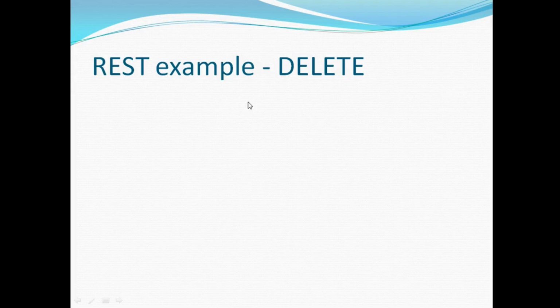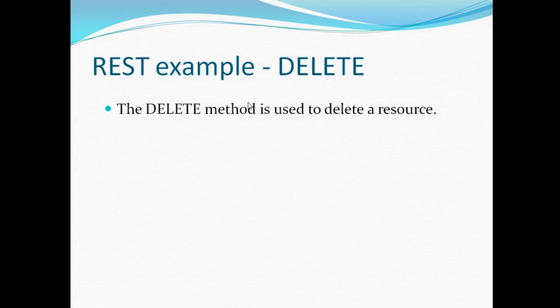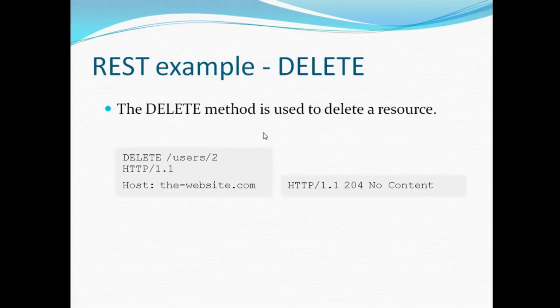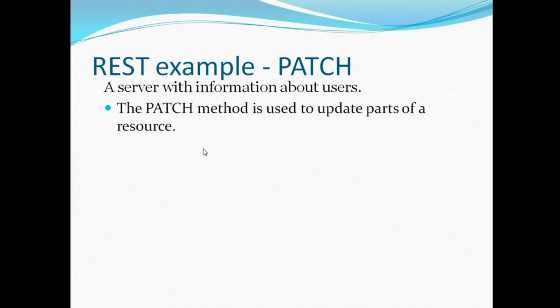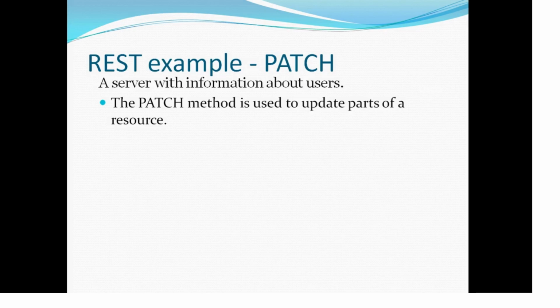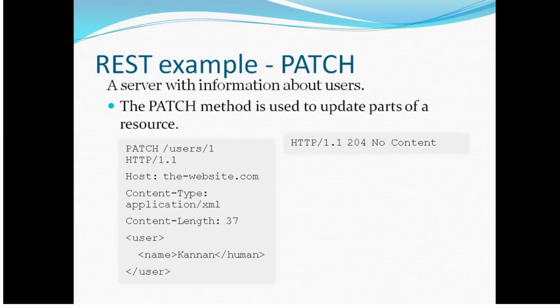Delete method. The delete method is used to delete the resource in the system. So if you pass users, then user ID, the user data will be deleted from the target system. Next, we are moving to the patch method. The patch method is used to update parts of a resource. If it is the user name only, then we can use the patch method.